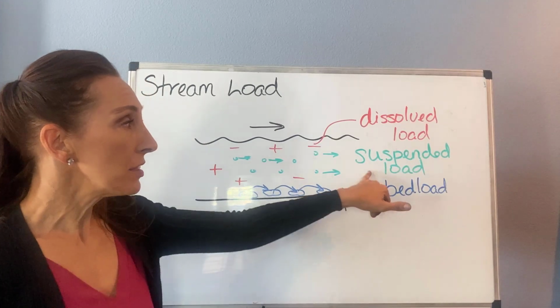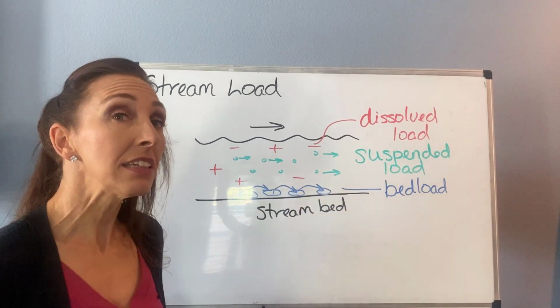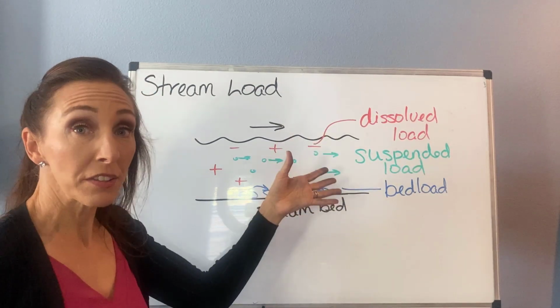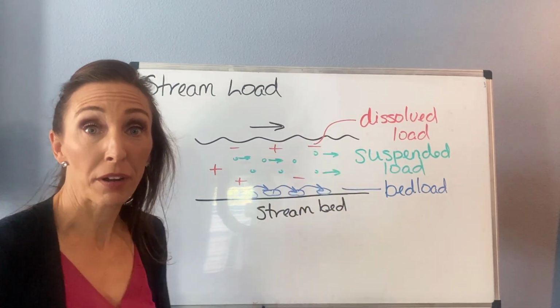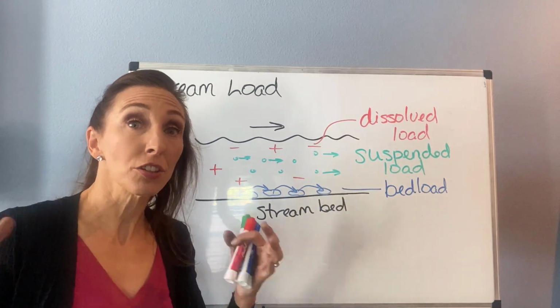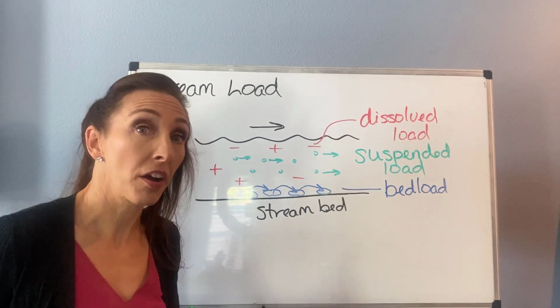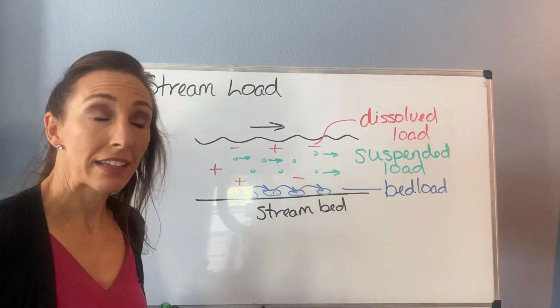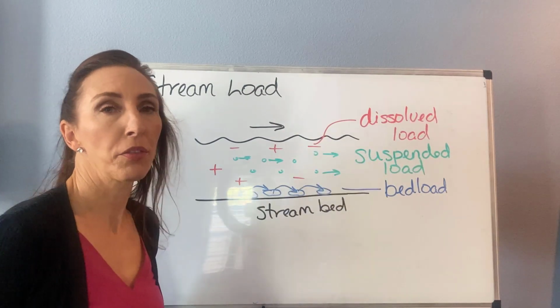So the size of suspended and bed load are not fixed. It depends on the velocity. The faster the velocity, the bigger the suspended load and the bigger the bed load, right? Because then some really big bowling ball sized or even larger gravels could get moved along with the water if it was moving really fast. And then if the water slows down, then the grain sizes for suspended load and bed load both drop as well.